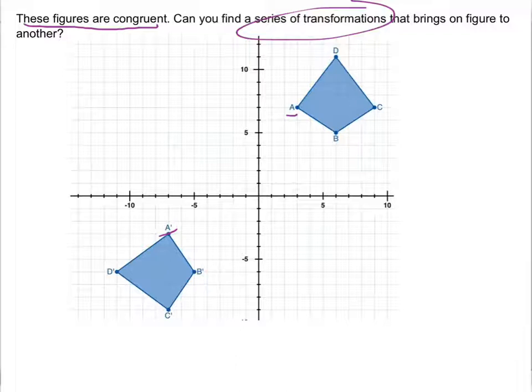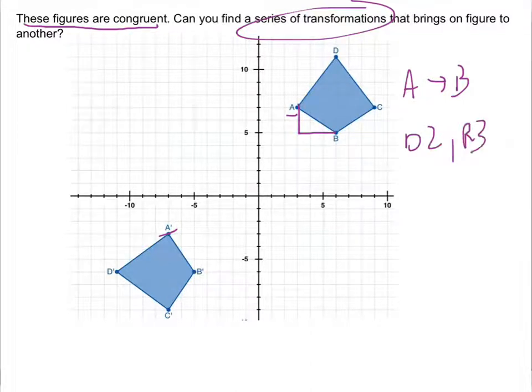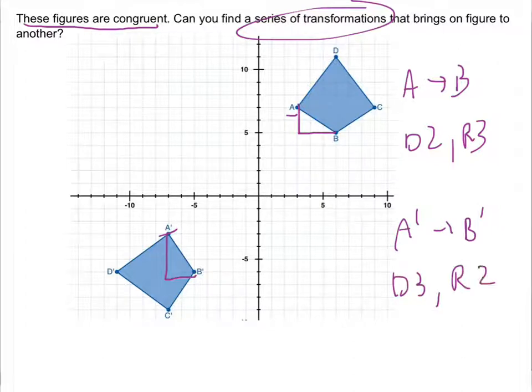The orientation has changed from this figure. From the original figure, from A to B, I would go down 2 and right 3. But from A prime to B prime, I would go down 3 and right 2. So I know the orientation has changed.